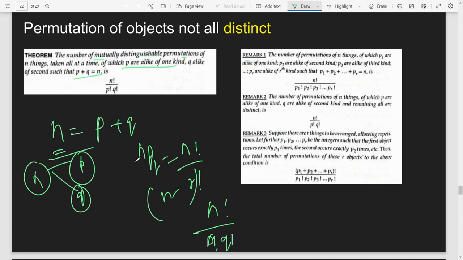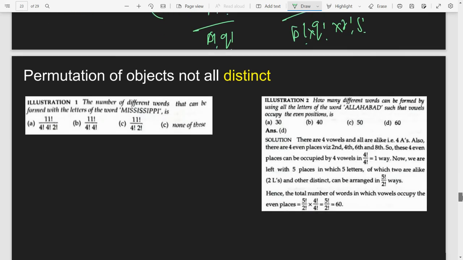Okay, and if, let's say, there are three kinds p, q, r, then it is going to be n factorial upon p factorial into q factorial into r factorial, and so on. So these things are always going to be there. Okay, so this can be extended to r number of groups or can be reduced to a single group. So let's see the examples and then it will be more clear.